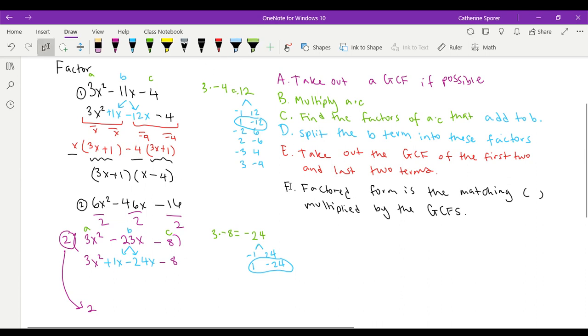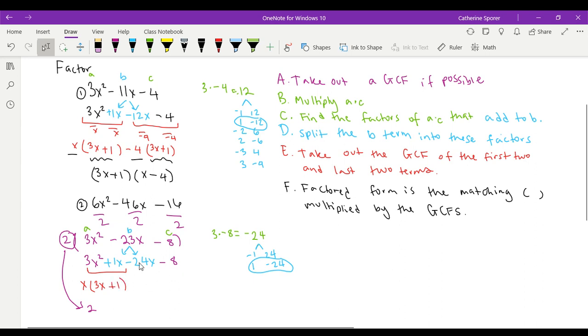Okay, so now we're at step E, where we're going to take out the GCF of the first 2 and the last 2 terms. So looking at these first 2, we could take out an x. So we divide out an x from both of those terms. 3x squared divided by x is 3x. 1x divided by x is 1.